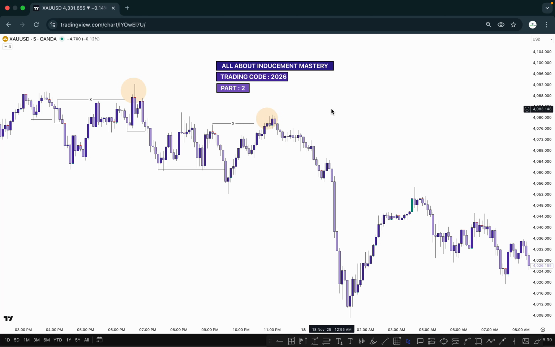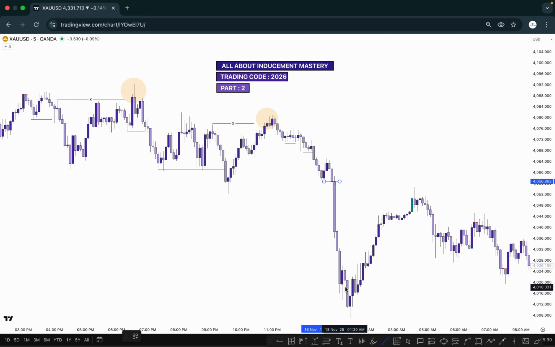Again, what happened here after taking out the inducement? Simply follow the same structure. The market creates lower lows, and then the market takes out the previous high. We can consider that a valid inducement. Again, the market creates one more lower low here. This one is our first pullback. Again, the market pushes downside, creating one more pullback here, one more pullback here, and this one here.